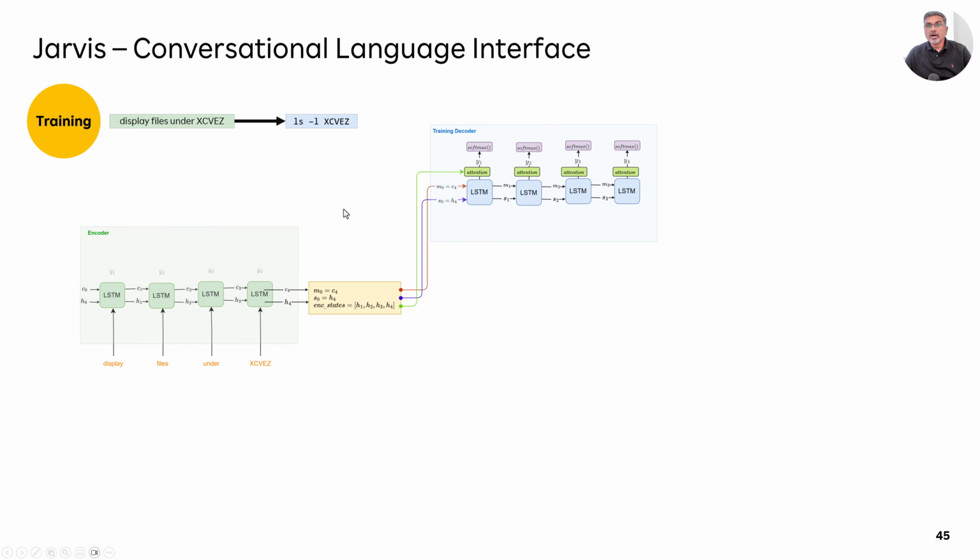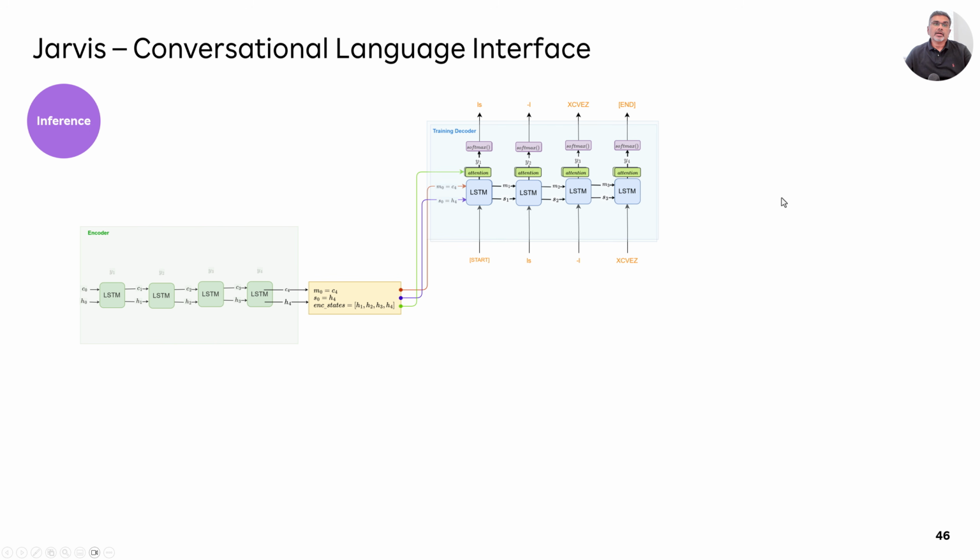Now to the decoder, I'm going to be passing the Linux command, and I already told you that you need to start with a trigger word, and let's say the trigger word is called start. So with start, as well as the encoder states and the encoder's C state and H state, it's going to produce ls. Then if I give it ls, it's going to produce -l. If I give it -l, it produces this. And if I give it this, it produces end. So this is the setup for the training.